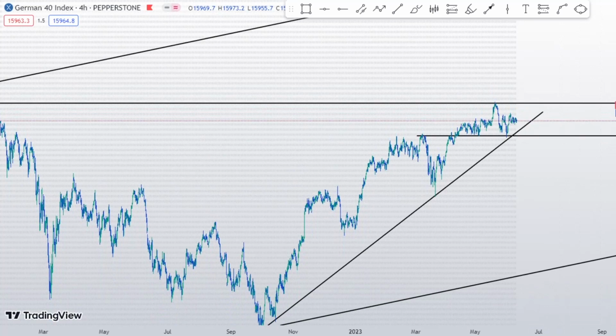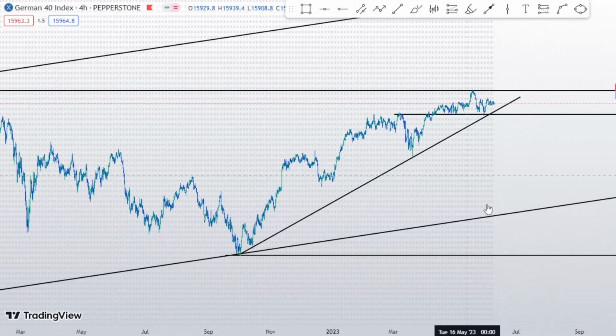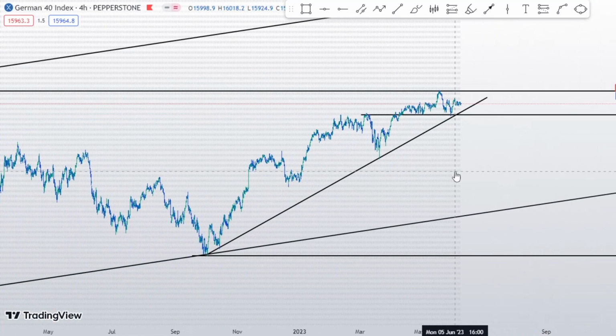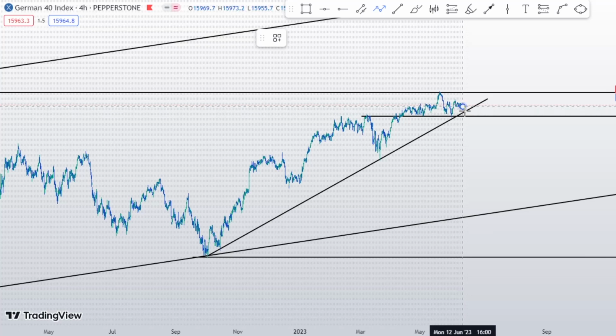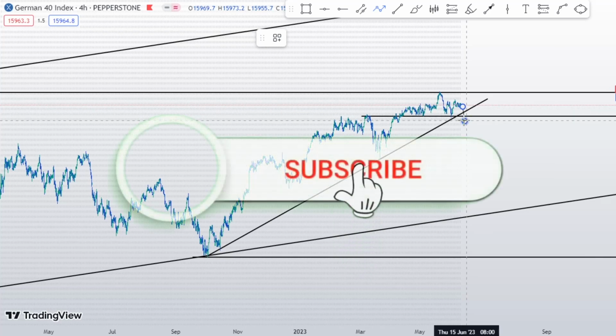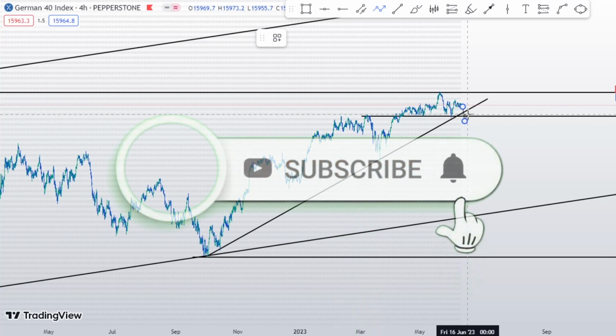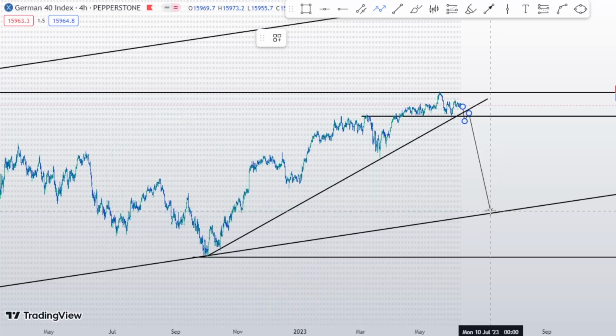Moving further, what can we expect from the market from here? As you can see here, it has been playing around here. We can expect the market on Monday to open and drop. When it drops here, we can expect the market to break below here, come back and retest this level. Once it retests this level, it can go down.